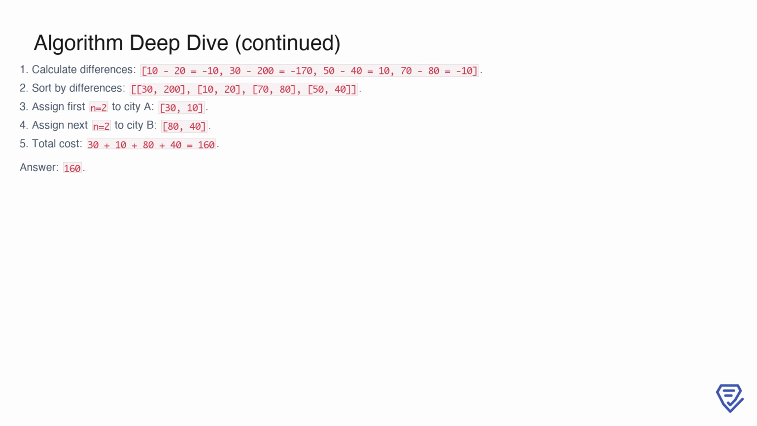The first n equals 2 people are assigned to city A, so we take 30, 10 for city A. The next n equals 2 people are assigned to city B, so we take 80, 40 for city B. The total cost is calculated as 30 plus 10 plus 80 plus 40 equals 160. Thus, the output is 160. This example shows how sorting and dividing the list effectively balances the assignment while minimizing the total cost.